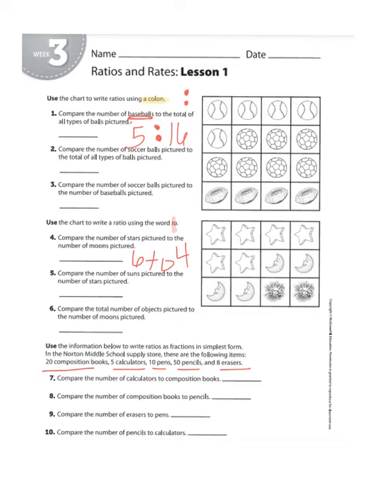So the number of calculators would be 5 to the number of composition notebooks would be 20. So 5 to 20. Now, they said in simplest form, but I know that's going to be difficult for some of you, which is okay because we haven't practiced it that much. So 5 over 20, you think, well, what can I divide the top and the bottom both by? Well, here you can divide it both by 5. So 5 divided by 5 is 1. 20 divided by 5 is 4. So it would also be 1 to 4. If you can't put it in simplest form, that's okay. We will practice it.